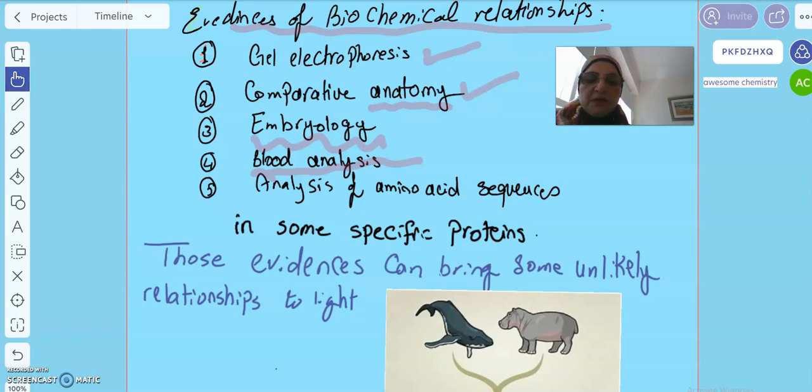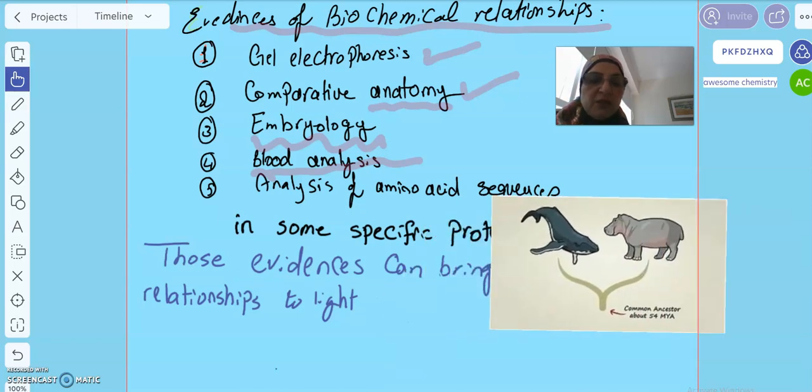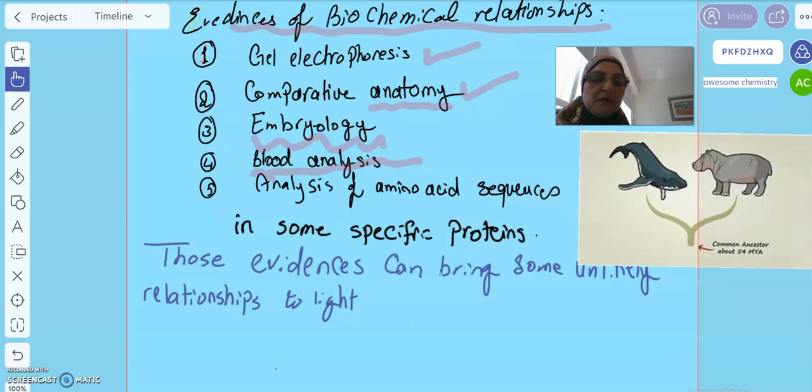Those evidences can bring some unlikely relationships to light. For example, by studying the biochemical relationship, scientists put both whale and hippo in the same taxonomic group. So they share a common ancestor. I think now you know what I mean by common ancestor, right?